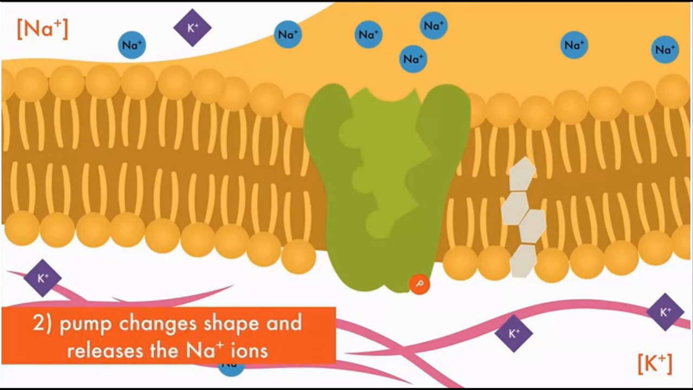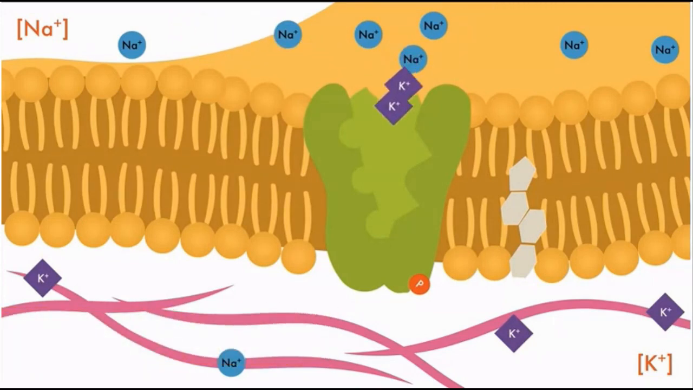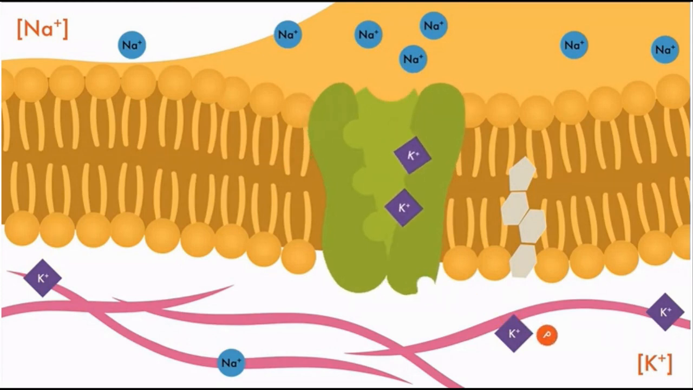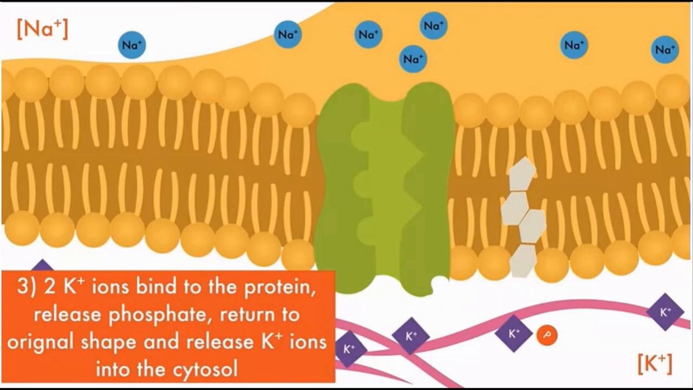Now, 2 potassium ions will enter the pump, which causes the phosphate to break off and return the pump to its original shape, and release potassium into the cytosol. Again, sodium will diffuse in the cell on its own, and potassium will diffuse out. The pump forces the sodium to be outside the cell, and the potassium to be inside the cell.